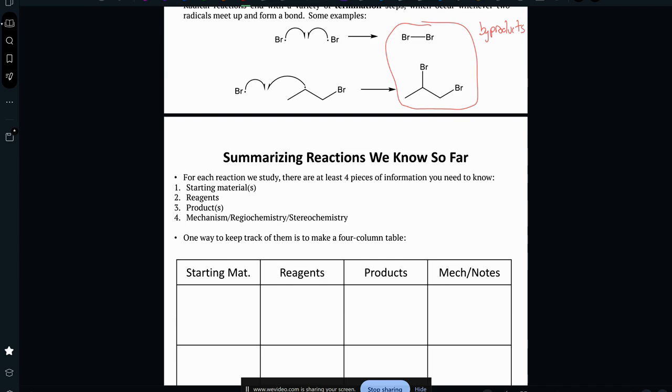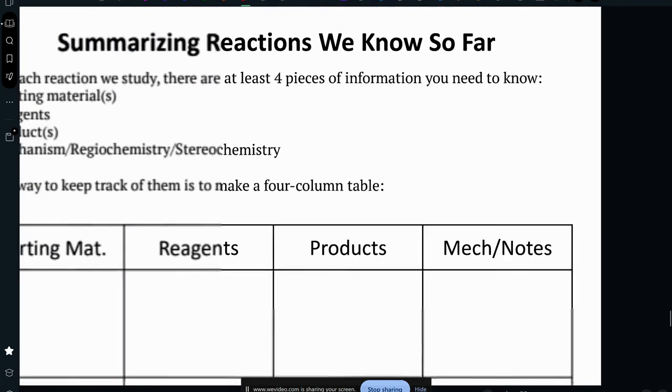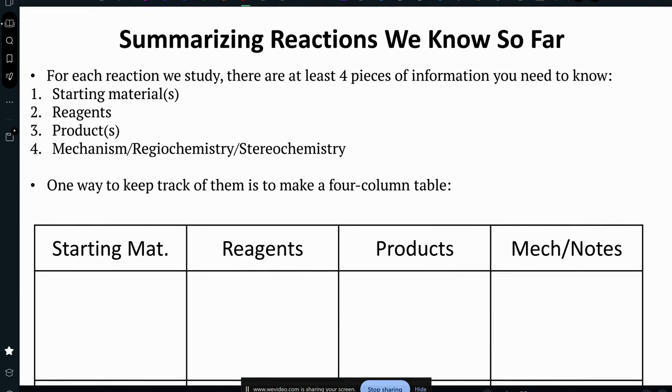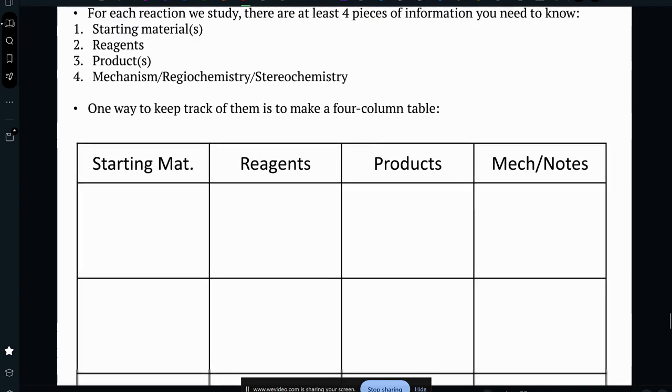And for every reaction you learn in organic chemistry, there are really four categories of things you need to know. You want to know what the starting material is. You want to know what reagents are used. You want to know what products are produced. And then you want to know some things about the mechanism, the stereochemistry, the regiochemistry. So this last column for mechanism notes is sort of a catch-all for other information you need to know about the reactions. I encourage people to make a 4-column table for this.